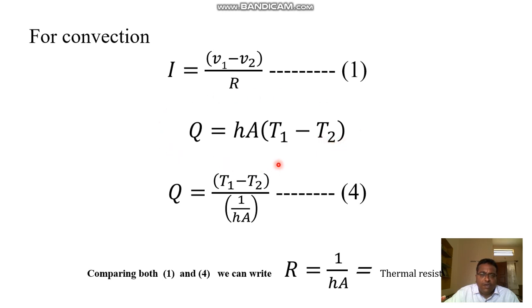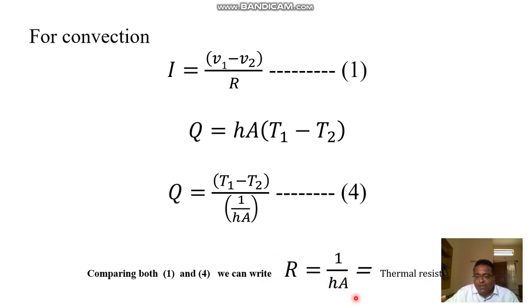This is Newton's law of cooling. On a small rearrangement, T1 minus T2 divided by 1 divided by HA. When we compare this equation number 4 with equation number 1, in place of I, here we have Q convected; in place of V1 minus V2, we have T1 minus T2; and in place of R, we have 1 divided by HA. On comparing these two equations, the thermal resistance in the case of convection is given by 1 divided by H into A.